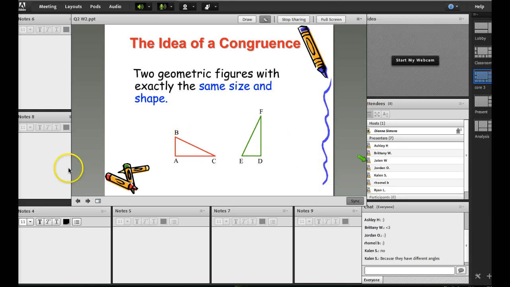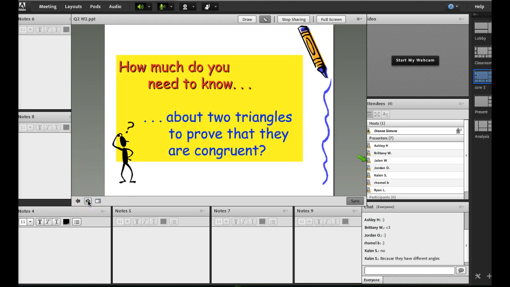Hi, Jalen. Okay, so two geometric figures with the exact same size and shape are congruent. They have to be exactly the same. So how much do you need to know about two triangles to prove that they are congruent? What do you guys think? How much do you need to know? You have to know at least two angles, right? Why only two? Why not all three? Because they always equal 180.